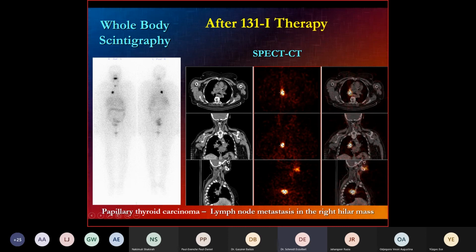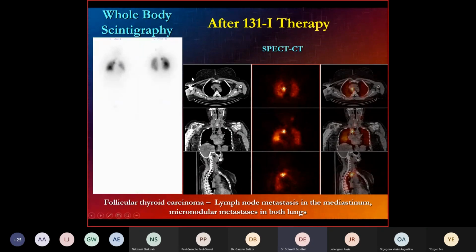It's really a fusion of morphological and functional images, which allows a correct diagnosis. It's more sensitive and more specific than only transmission CT or functional image. The next patient had follicular thyroid carcinoma. After iodide therapy, the whole body scan from anterior and posterior view.